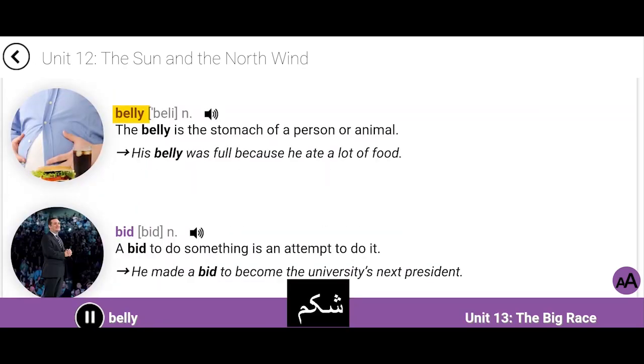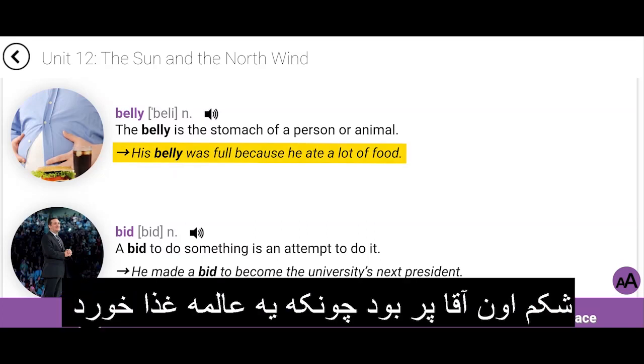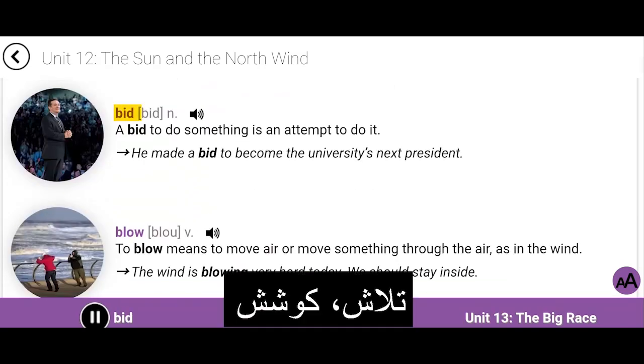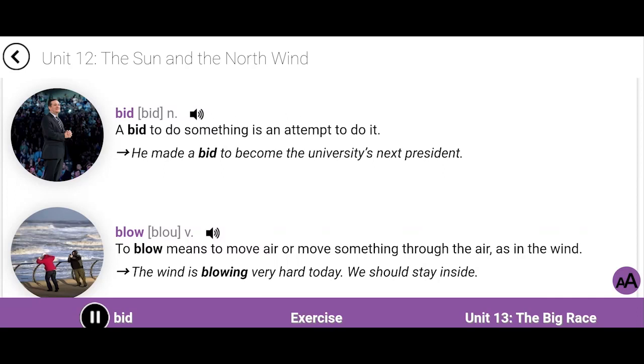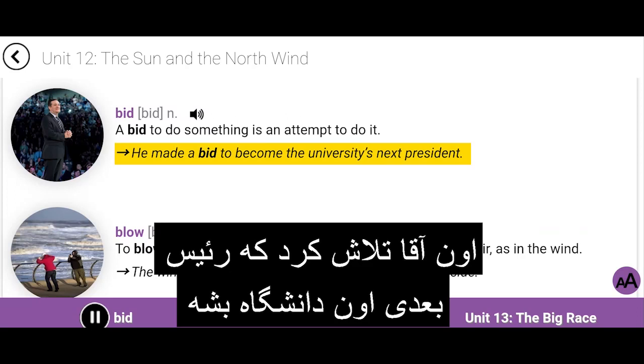Belly. The belly is the stomach of a person or animal. His belly was full because he ate a lot of food. Bid. A bid to do something is an attempt to do it. He made a bid to become the university's next president.